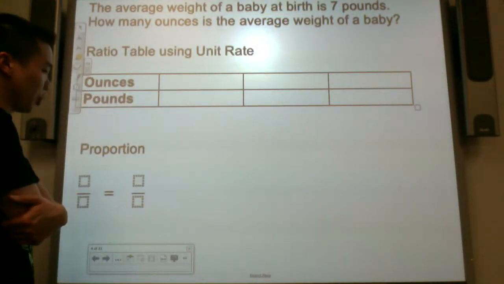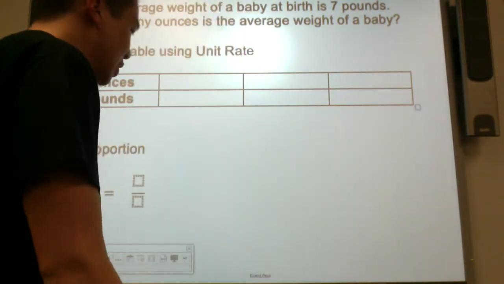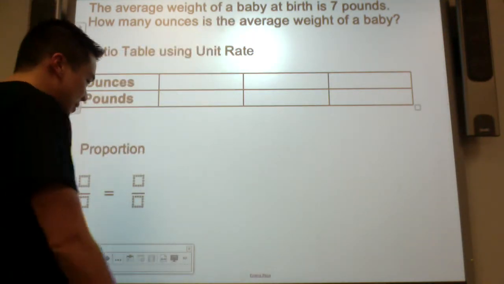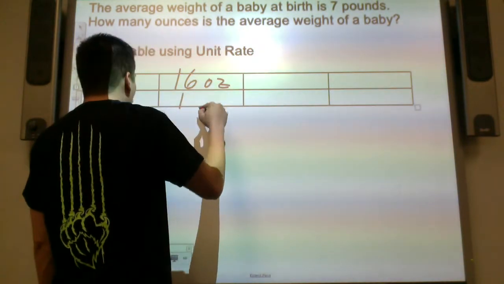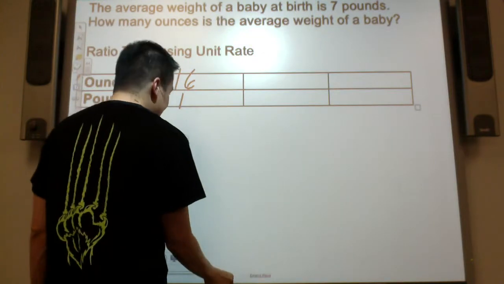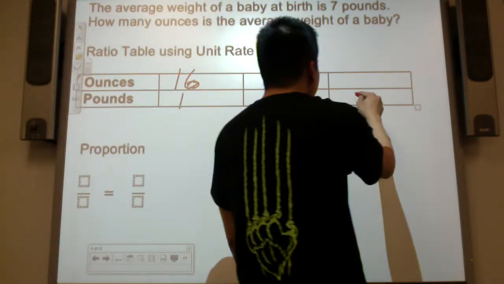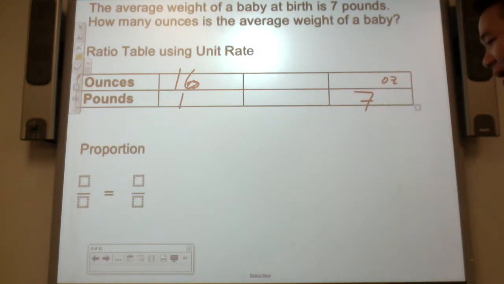So use unit rate. Looking at your pink chart, I wish I had one here to show you right now. What can you say about pounds and ounces? It says 16 ounces make 1 pound. We don't have to label it. It's already been labeled right there. However, we need to figure out how many ounces there are in 7 pounds.